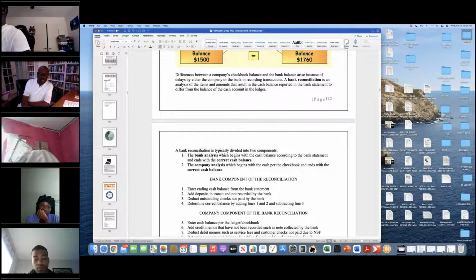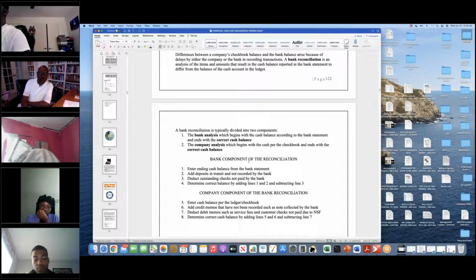So let's look at the components of the bank reconciliation. So for a bank, when you're reconciling that bank statement that comes to you, you're going to add deposits in transit that the bank doesn't have. You're going to subtract outstanding checks that have not been paid by the bank yet to come up with the correct balance. So if you're running a company, that's what you do.